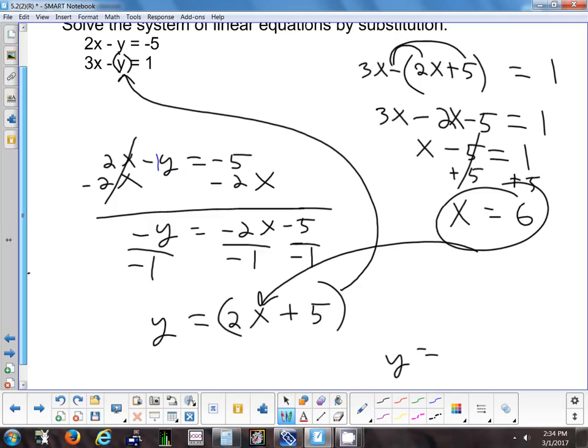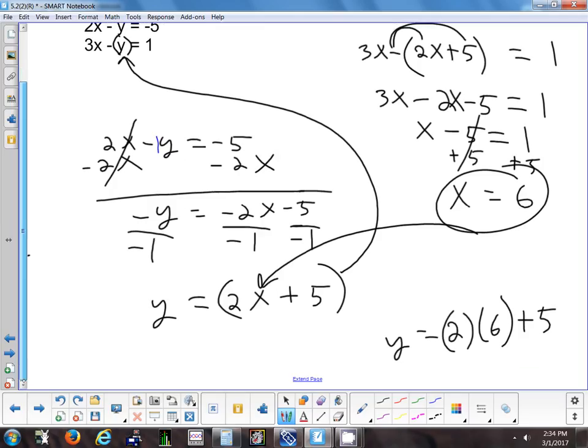Last step, fill x in right there. So we have 2 times, what did we just say x was? 6. 2 times 6, and then plus 5. Shannon, what's 2 times 6? 12. And 12 plus 5 gives me an answer of 17, that's my y value.